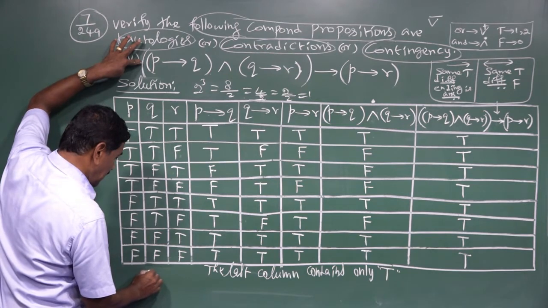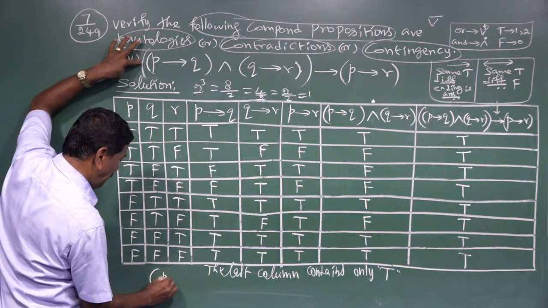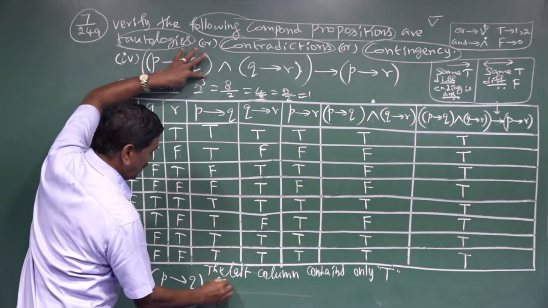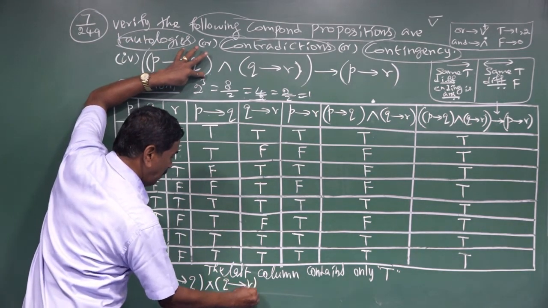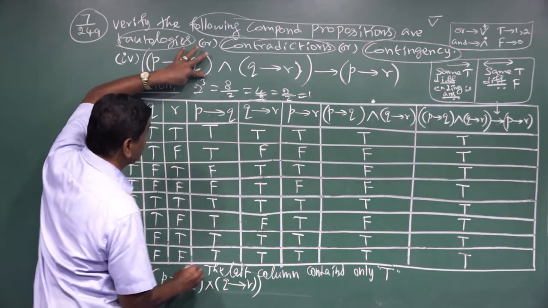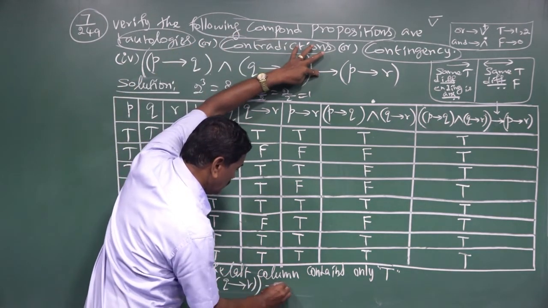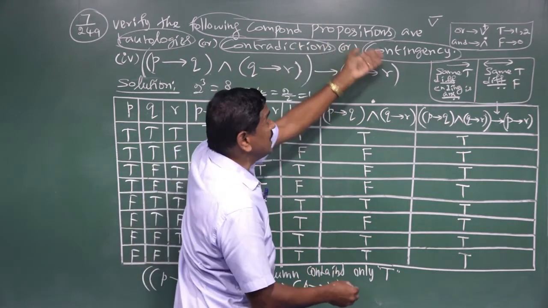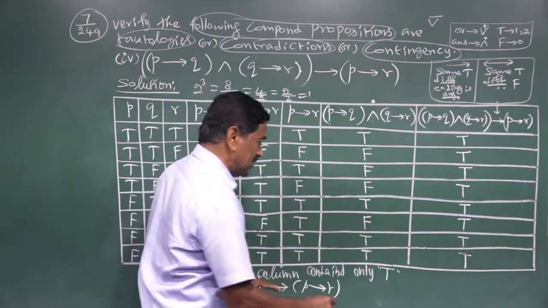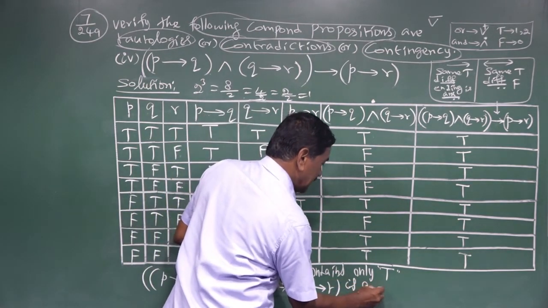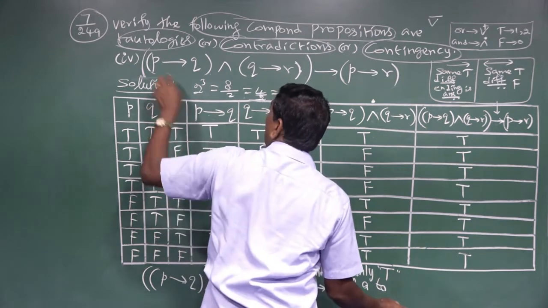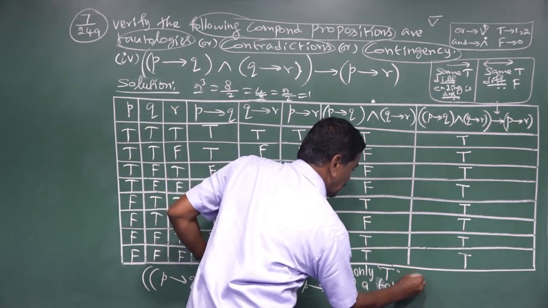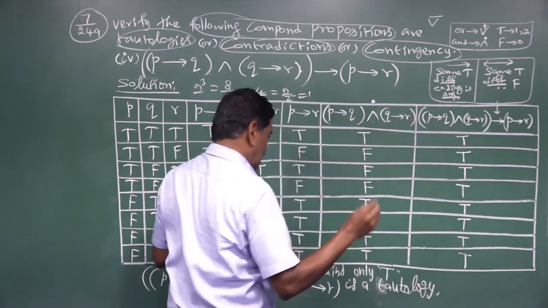Important. Listen carefully. See, the bigger bracket: P tends to Q, bracket, and Q tends to R, bracket, bigger moon bracket, which tends to P tends to R, is a tautology. So this statement is a tautology. Yes, tautology. Listen carefully. Yes, is a tautology.